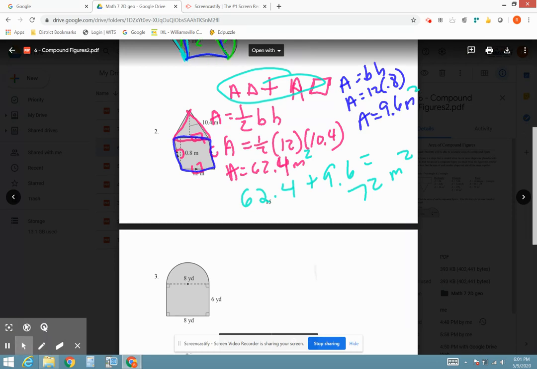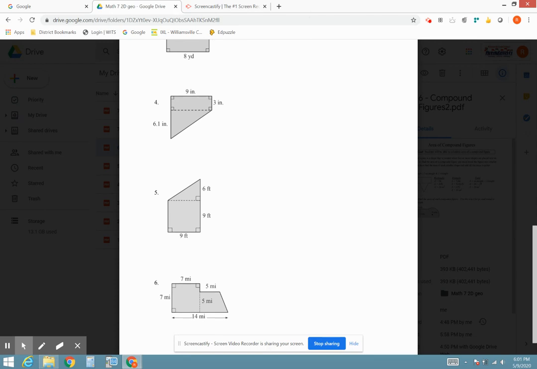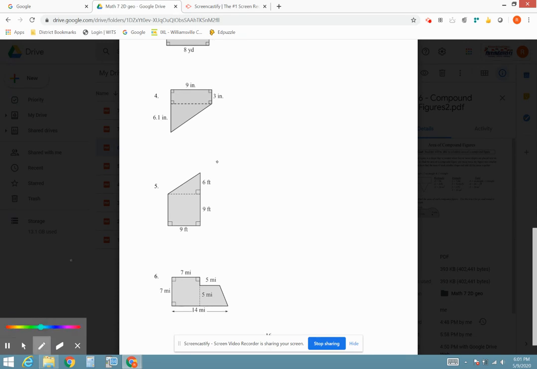Okay, number 3 has a half a circle or a hemisphere. We're going to skip it. Number 4 is a rectangle and a triangle. So I'm going to find the area of the rectangle, which is length times width. And then I'm going to find the area of the triangle.